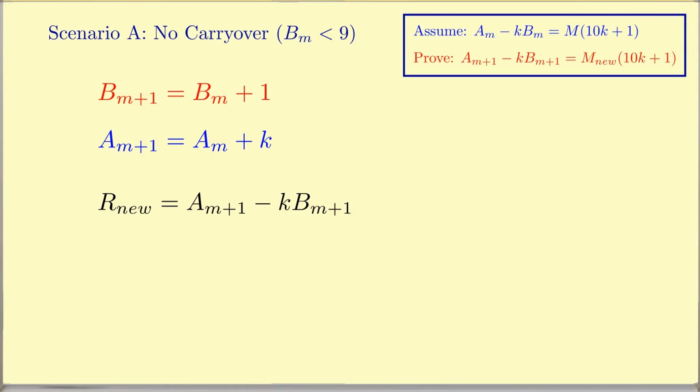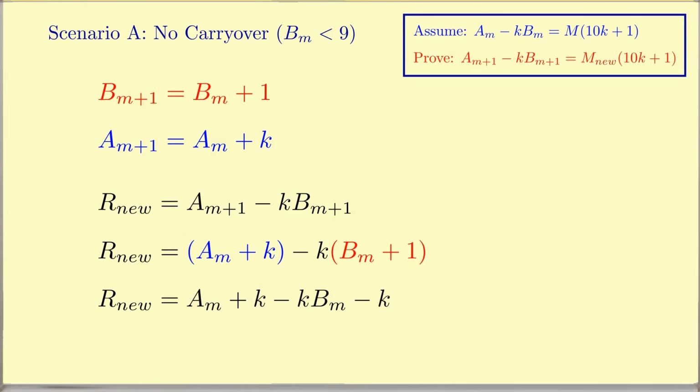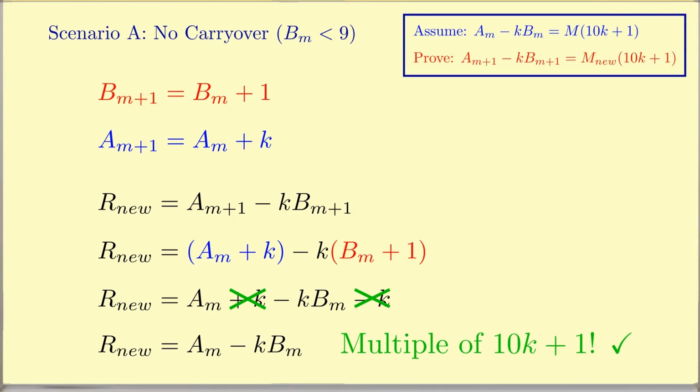Let us apply our rule to these new digits. We take the new front and subtract k times the new last digit. This gives us the old front plus k, minus k times the quantity old last digit plus 1. Distributing the negative k gives us old front plus k, minus k times old last digit, minus k. The k variables perfectly cancel out. We are left with the old front minus k times the old last digit. This is our exact inductive assumption, which we already know is a multiple of 10k plus 1.